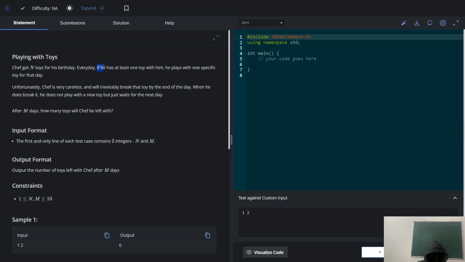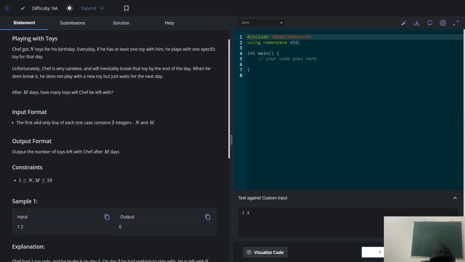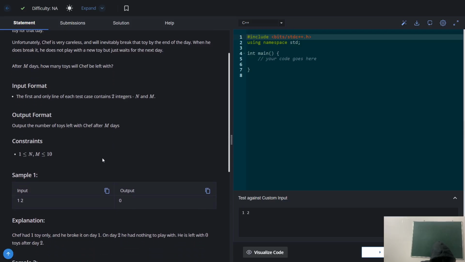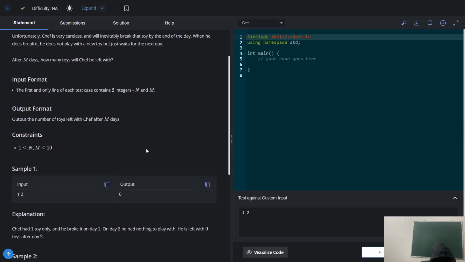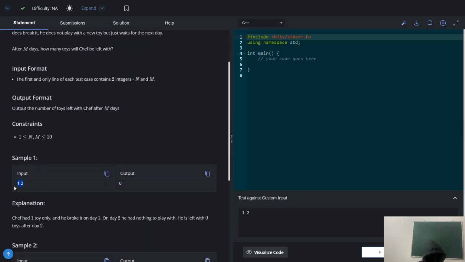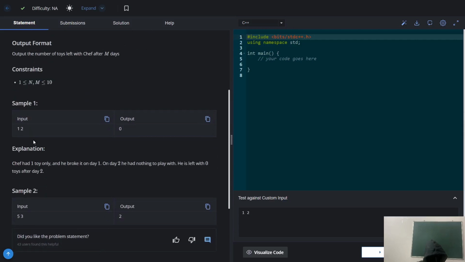So this is the sentence where it is saying if he has at least one toy. So after m days, how many toys will Chef be left with? Let's see the input. We have two integers n and m, where n denotes the number of toys and m denotes days. We have two examples: in the first example we have 1 2 and then 5 3.